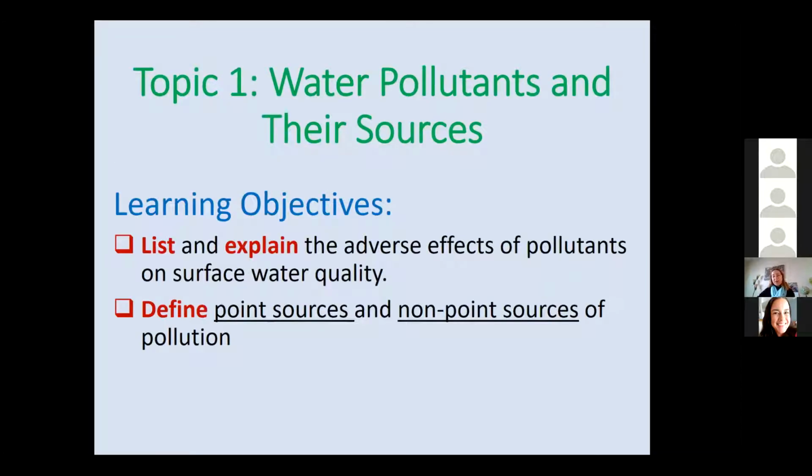We do have two main learning objectives out of this module, even within this 20-minute mock lecture. The first one is to be able to list and explain the adverse effects of pollutants on surface water quality. And then we would like to recognize where those pollutants come from. They come from either point sources or non-point sources. I would like you to be able to define those as well after we're done with this segment.